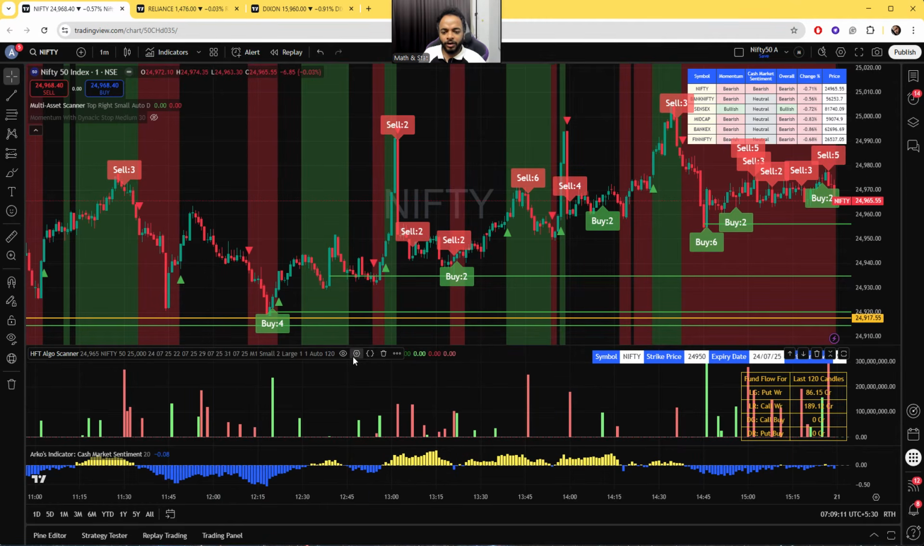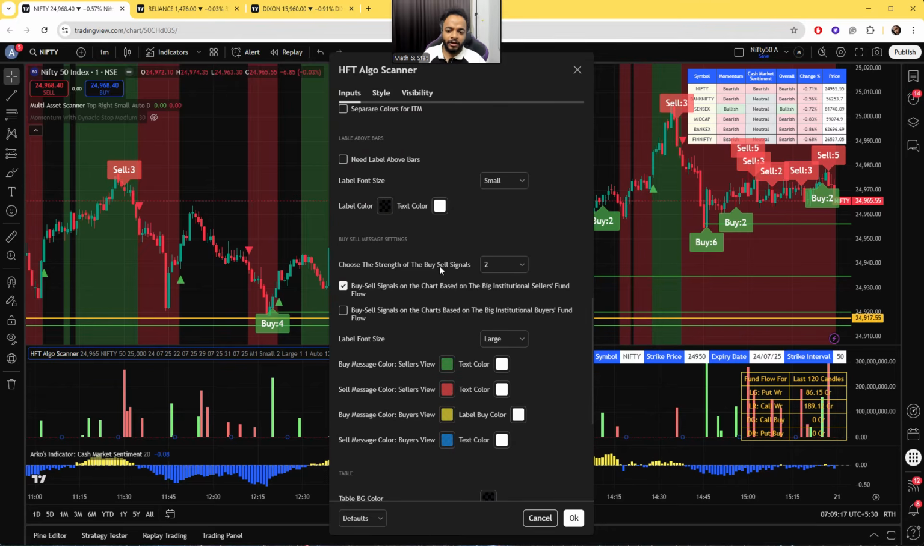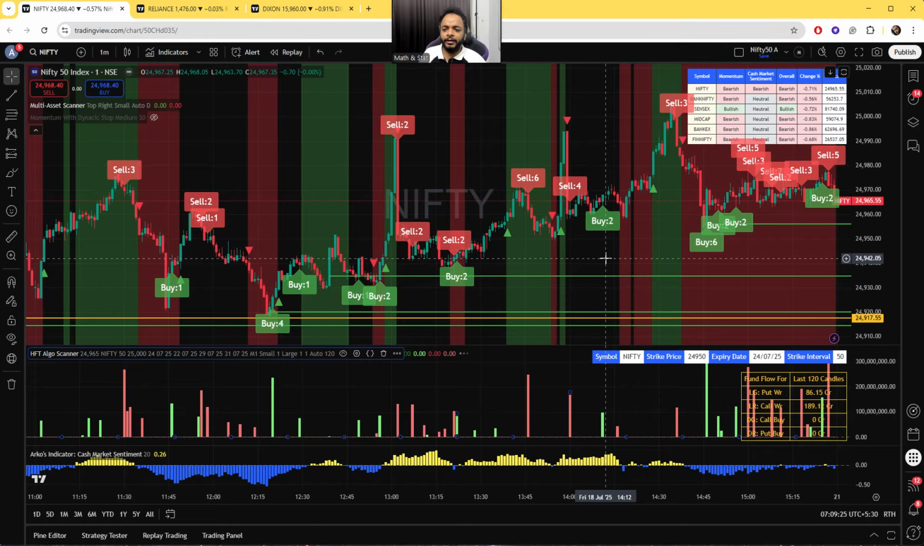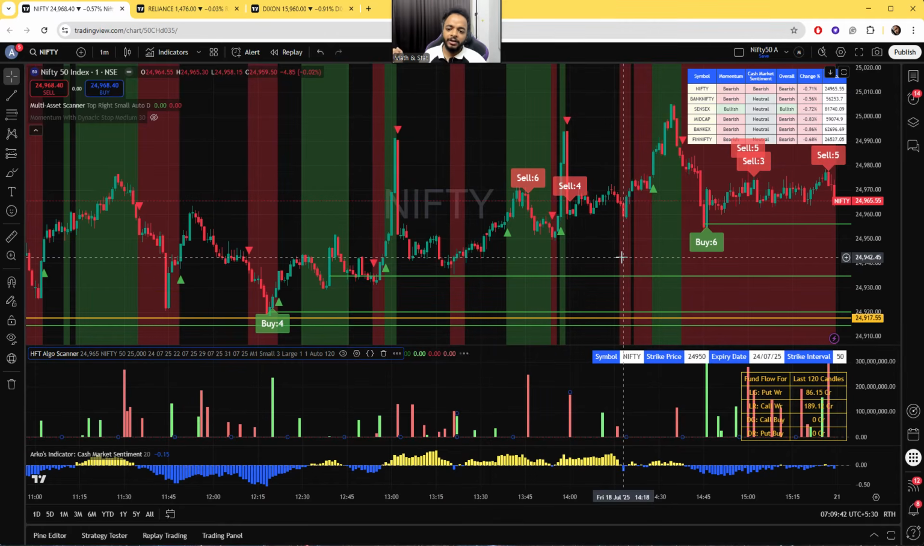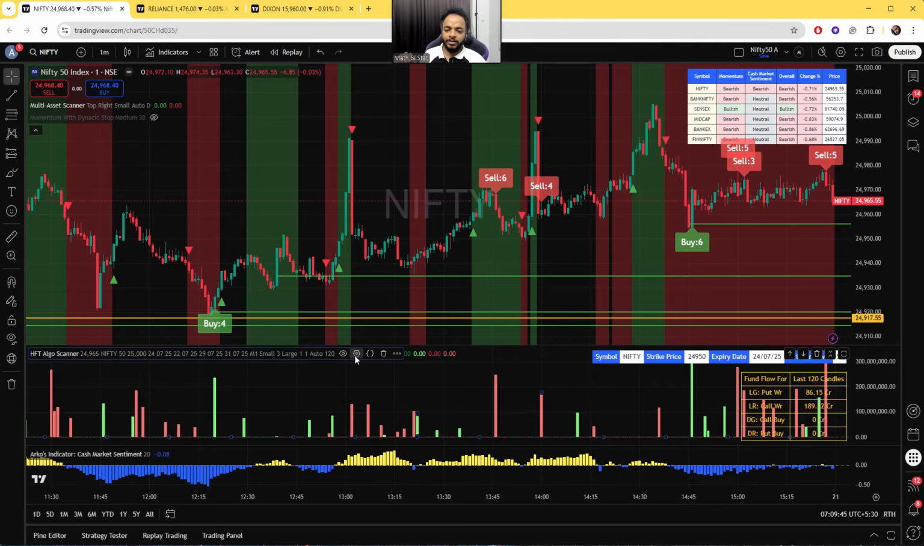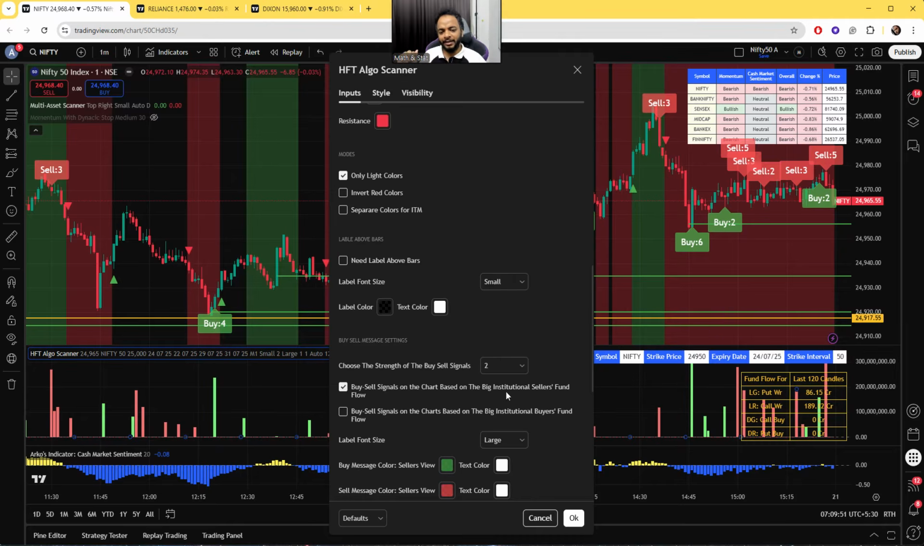By default you can also select the strength. If you come here, you can choose the strength of the buy sell signal. By default it will be greater than or equal to 2. If you click on 1, there will be many buy sell signals, which might be confusing for you, but if you want it, you're welcome to do it. You can now select the strength above which you want to print. Let's say I want to print the buy sell signals above strength 3. It's all up to you, you have the option. By default I use 2, that is the default in the settings.